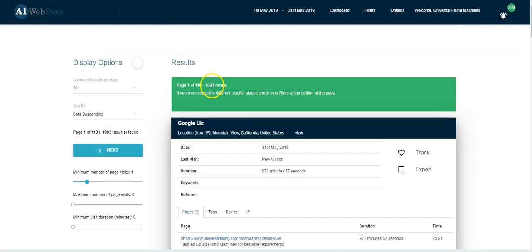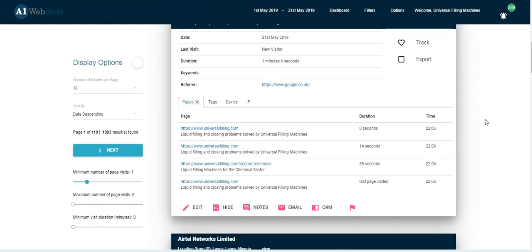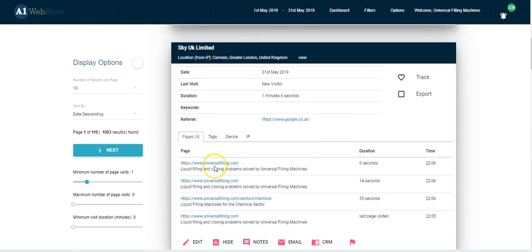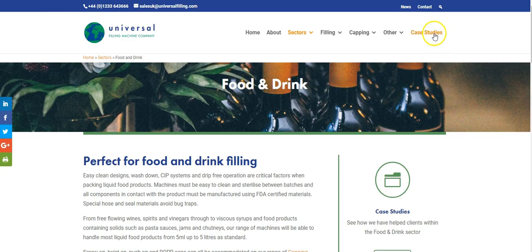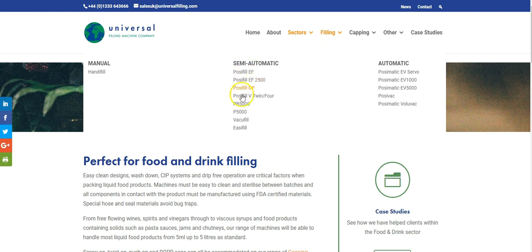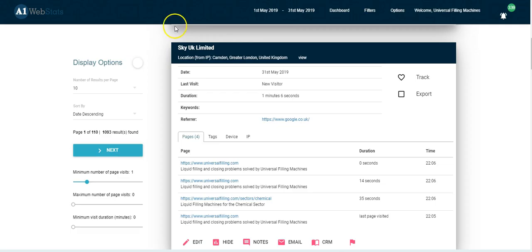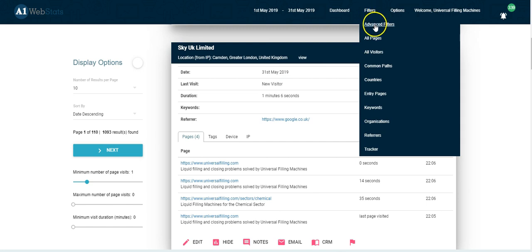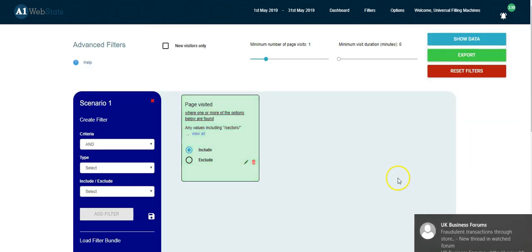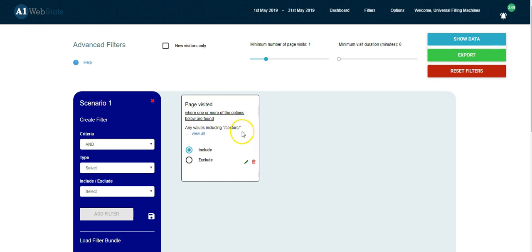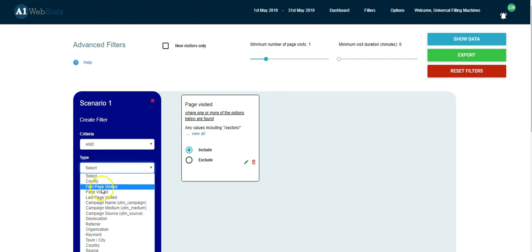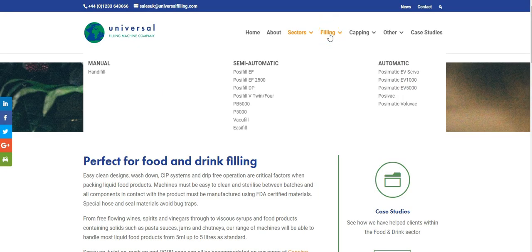As you can see, 1093 results. That's very healthy, and all these people got to the sectors part of the website as part of their journey. But what we want is for the people to also get to pages such as case studies or the actual filling machine pages. So what we're going to do is go back to advanced filters and look at these one at a time. So we're going to take these 1093 people who got to the sectors pages, and we're also going to add another parameter to it. We're going to start off looking at the people who got as far as filling pages.